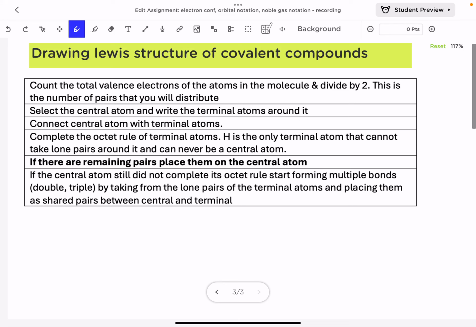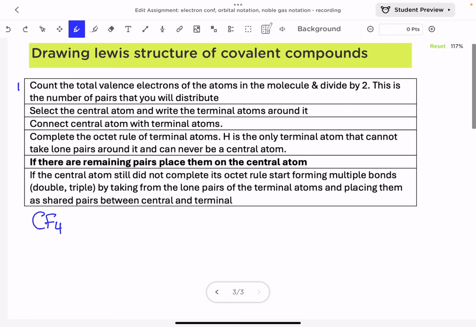This video explains the steps that we follow in order to draw the loose structure of some simple covalent compounds. I've written the steps here for you, and I will be following them to draw several examples. So first, I'm going to begin with the CF4 molecule, carbon tetrafluoride.